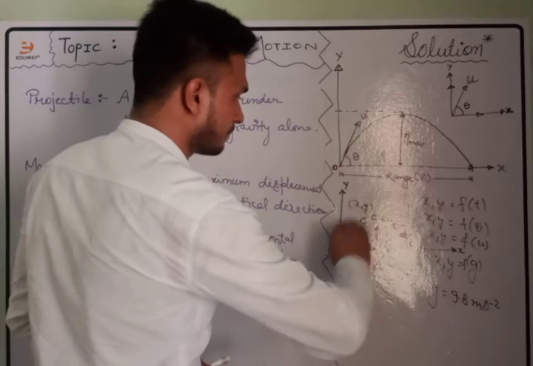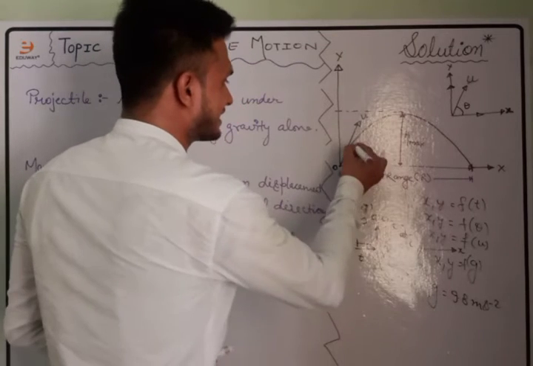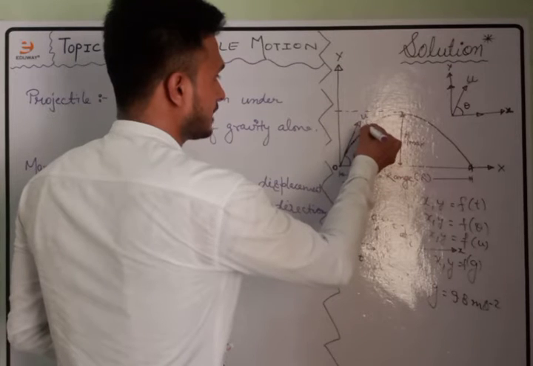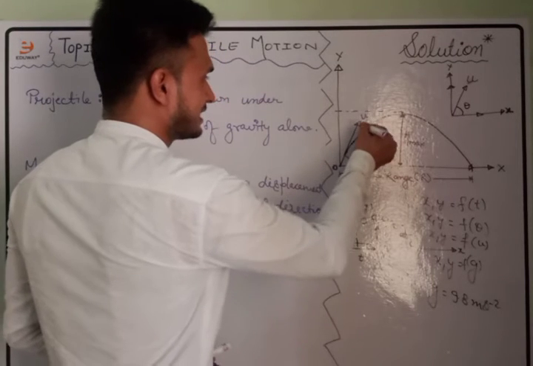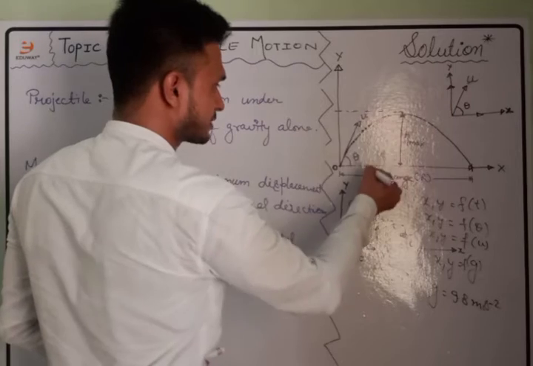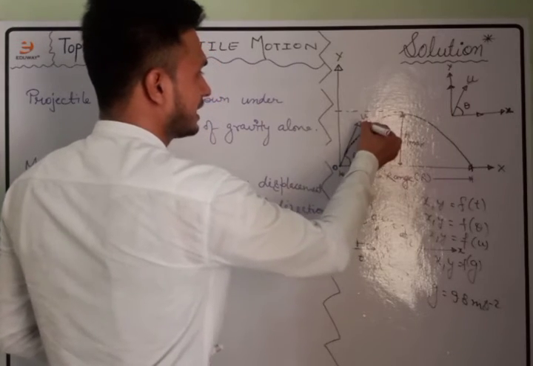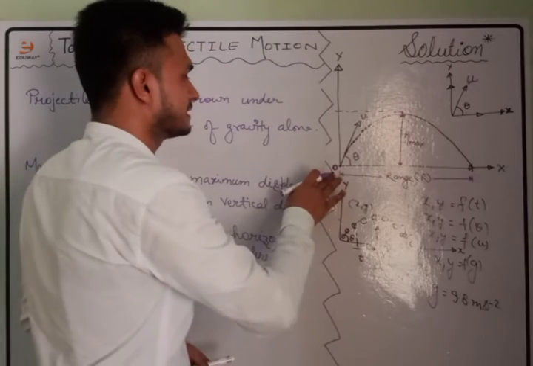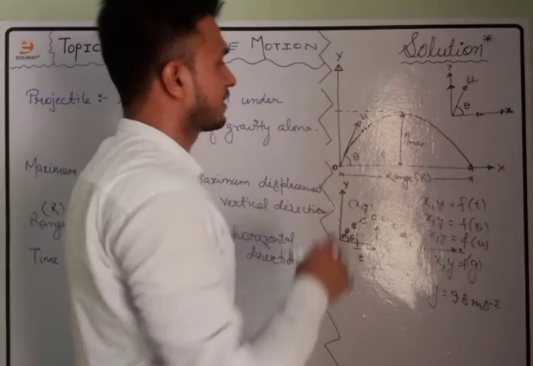Now rather than treating the ball itself, we will treat each and every point as the ball itself. At any time, let us say at time t, its position is x. This is the x position, this is the y position at some time t. Now all the distances and all the observations will be made from the reference point.